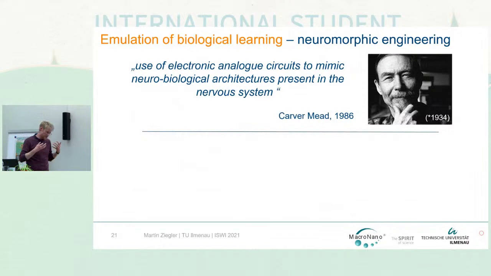Good. Now, I'm in the beginning a hardware guy. How can we build this, how can we emulate these learning processes with an electronic circuit? This is actually at the heart of neuromorphic engineering. The term neuromorphic engineering was first created by Carver Mead in the 80s of the last century. The idea was to use new electronic analog circuits at that time to mimic neurobiological architecture, which is present in the nervous system, as I showed you before. And just two things, but this is crazy enough, we would like to emulate or mimic with such networks.